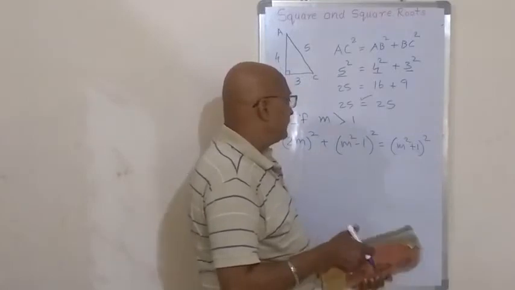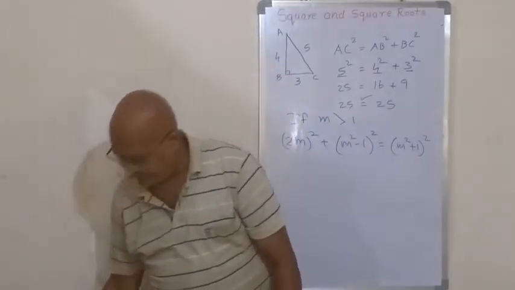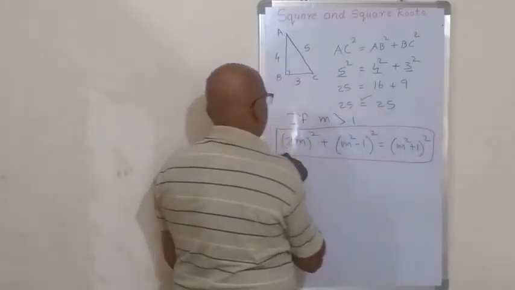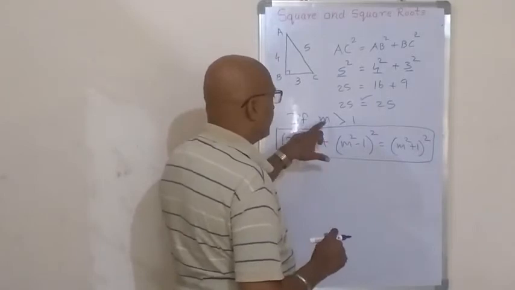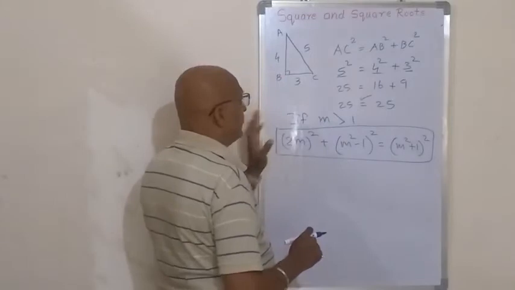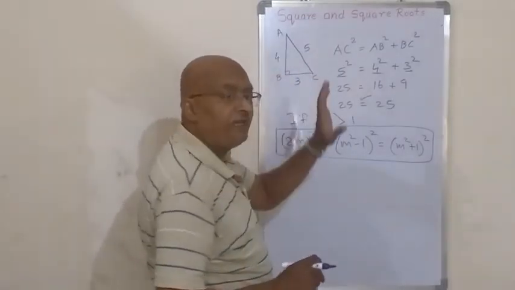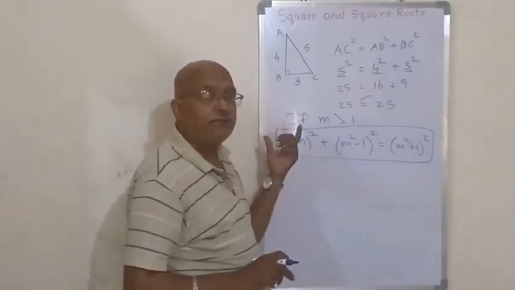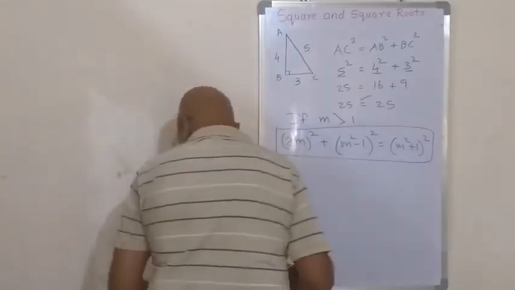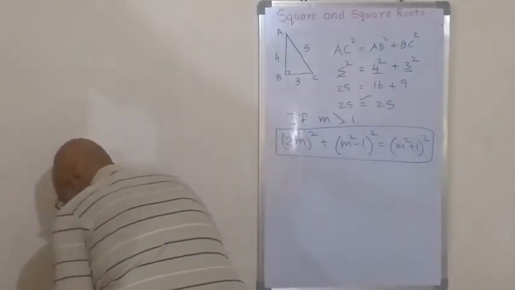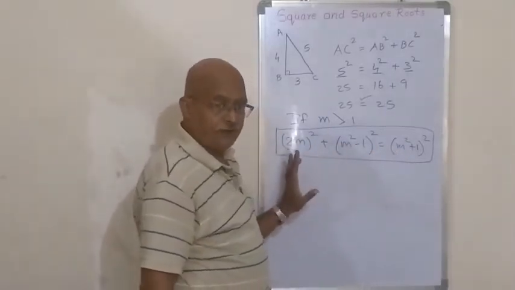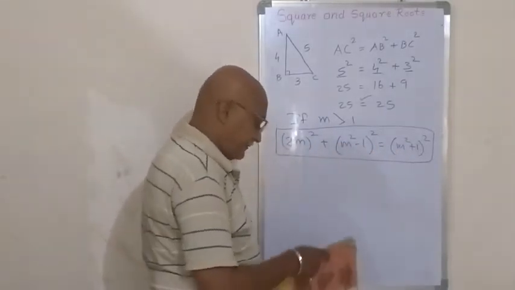Now, using these formulae, this is the formula to find the Pythagorean triplet. Remember this formula. The condition is m should be greater than 1, because these are the lengths, and length cannot be negative, and also length cannot be 0. So obviously m should be greater than 1. Now we don't know the value of m here. We have to find the value of m first.